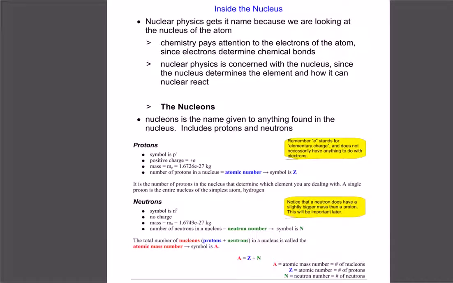We call them nucleons. It's basically anything inside the nucleus, which is basically protons and neutrons. So remember, a proton is positive, so we write it as P plus, and we know it's the same charge as an electron, so it's a positive elementary charge, so positive 1.6 to the negative 19.